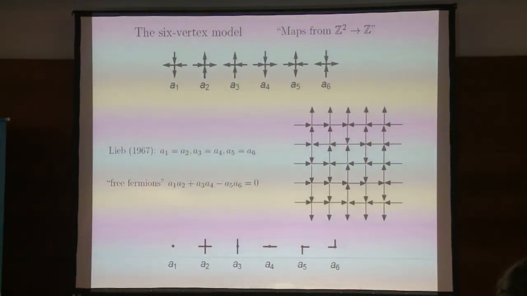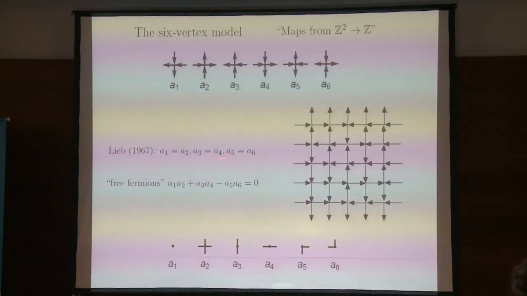one of the goals of statistical mechanics in the 20th century is to study other random models, and one of the paradigmatic and most important models is the six vertex model, which was defined in the first half of the 20th century, and first solved in a special case by Lieb in '67, so 50 years ago.